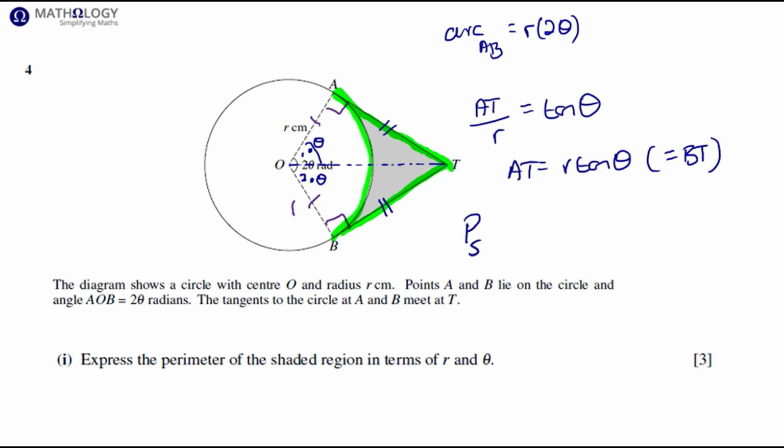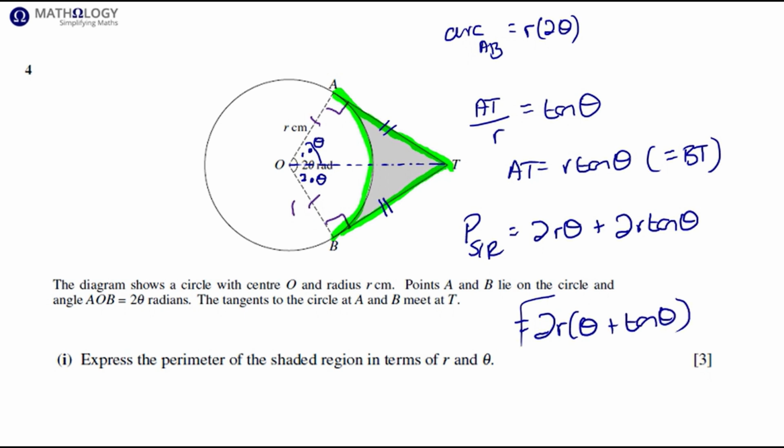So the perimeter of the shaded region will be the arc length AB, which is 2R theta, plus AT plus BT, which are both equal to R tan theta. So we'll have 2R tan theta. And we can clean this up a little bit by taking out a common 2R, it just looks a little bit neater. 2R times theta plus tan theta, and this is the perimeter of the shaded region.